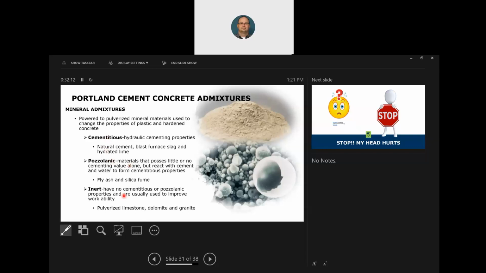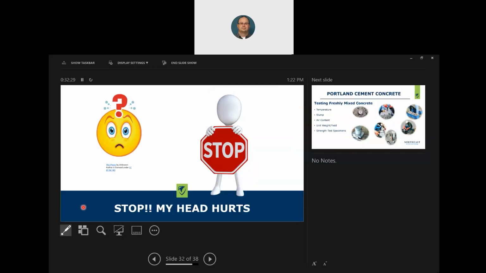Okay, the last one of mineral admixtures is inert, have no cementitious or pozzolanic properties, are usually used to improve workability. Pulverized limestone, dolomite, and granite. Okay, so the kinds of admixtures. All right. Going to keep on trucking here. So a lot of information on this.